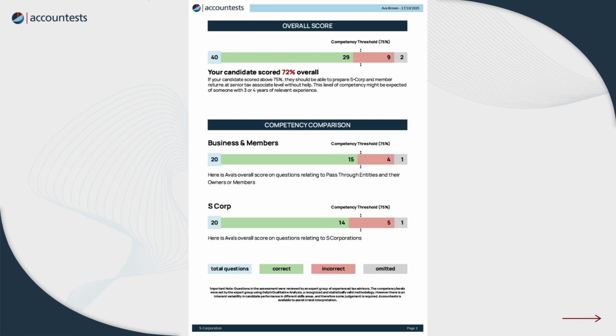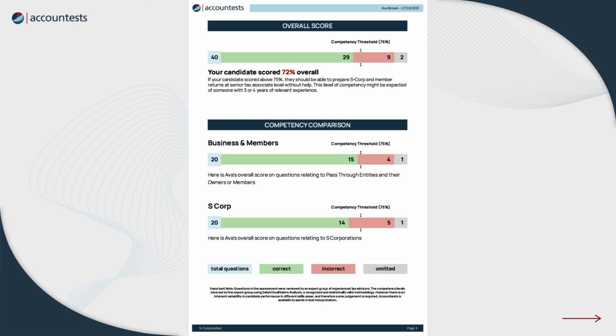The expert group also then said that in their view a candidate needed to be 75% correct in their answers to show competency at the level of a senior tax associate. So this page shows you how the candidate did and where they sit compared to that competency threshold. It shows the analysis of the 40 questions. The green bar is the questions they got right, the red bar is the questions they got wrong, and if there's a grey bar, that's any questions that they didn't answer.